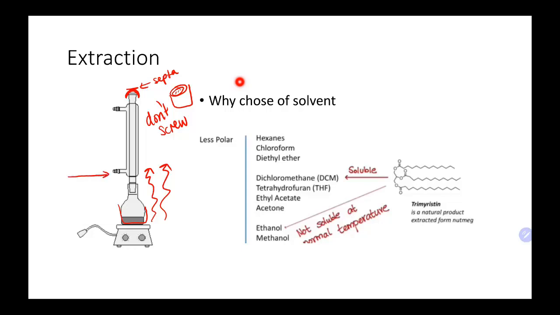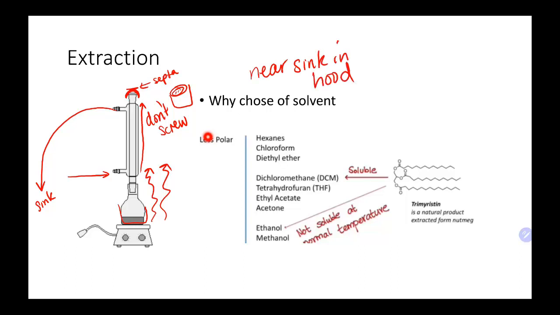When you do your setup, you're going to put your hoses so that water goes in the bottom to rise into your condenser and flow out into the sink. So make sure that your setup is near the sink in the hood, as close as you can get, because it's going to be a little bit challenging otherwise. Make sure that your hot plate is on a jack and already screwed up a little bit so that if the temperature gets too hot, you can just lower the jack and quickly lower the temperature. There's no other way of lowering the temperature.